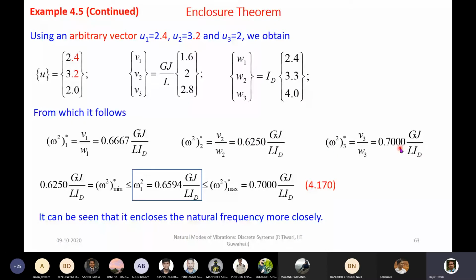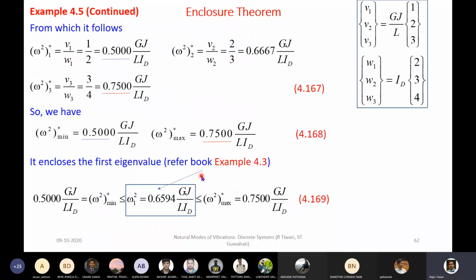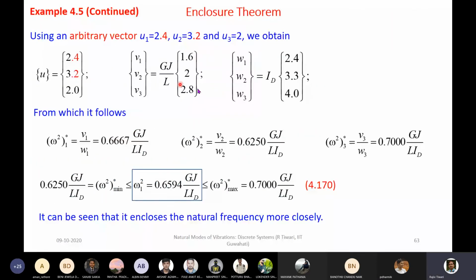Now if you see this, we did not disturb anything, so it remains the same. Or it got narrowed. Yes, I think because of this they got affected. The highest value got narrowed from 0.75 to 0.7, and the lowest value, which was 0.5, has now become 0.667. So this is the lowest and this is the highest.